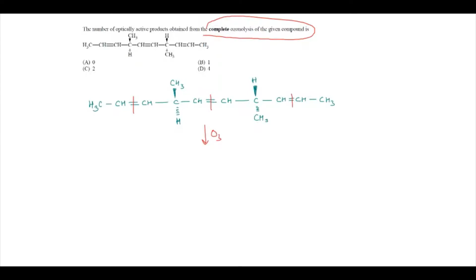So, if the first double bond, this is the first double bond, breaks, then we will get something like this: CH3, CH, double bond O. Similarly, from the other end also, we will get another CH group. So, CHO, C, CH3, H, again CH. So, the second double bond is now breaking.